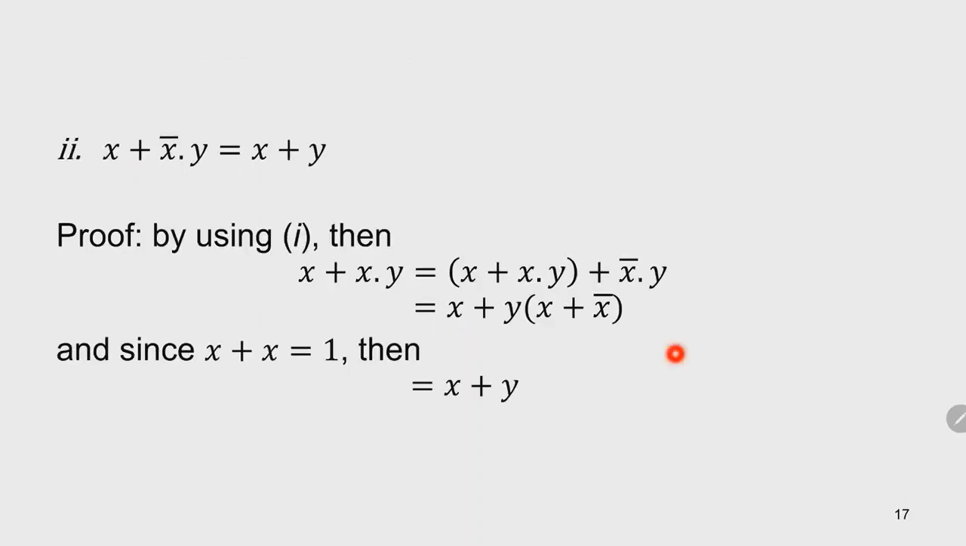And then the second one, x all with not x and with y, and that will be equal to x or y.